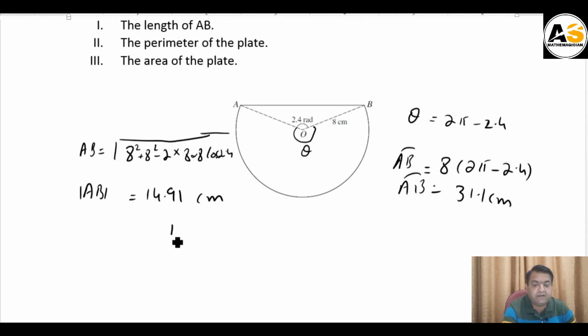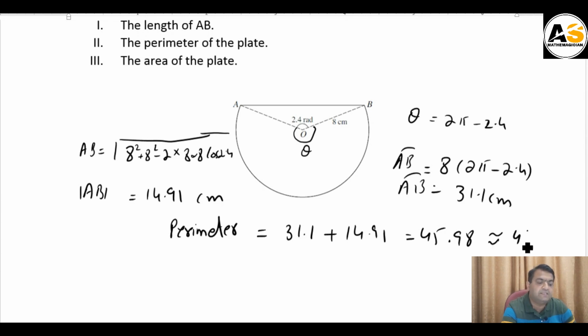And the required perimeter for part 2 will be 31.1 arc length plus 14.91, which will be 45.98. Approximately it will be 46 centimeter. I hope this is clear.